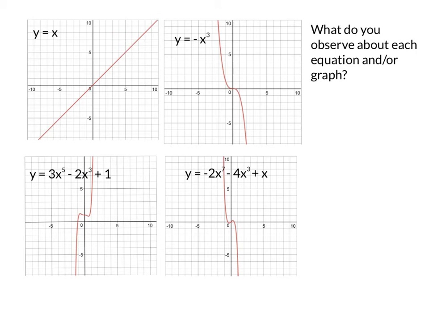Now I'd again like you to take a moment to pause the video and jot down just any observations that you have about the equations or graphs. Well, if we look at our equations, y equals x, y equals -x cubed, y equals 3x to the 5th minus 2x to the 3rd plus 1, and y equals -2x to the 7th minus 4x to the 3rd plus x, you should have noticed that all of the degrees of these functions are odd.